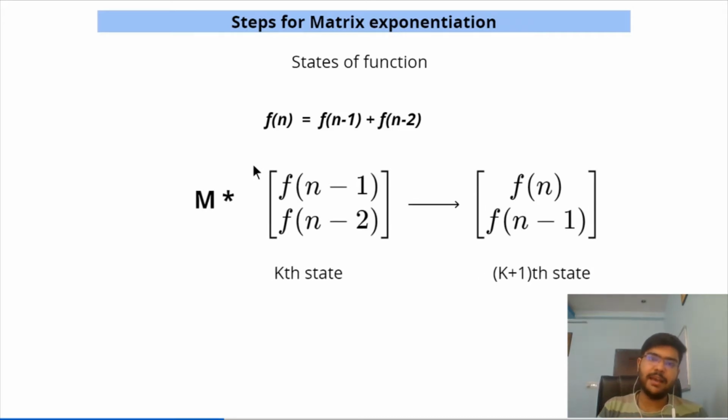So if we have a function like f(n) equals f(n minus 1) plus f(n minus 2), we want to go from the states on the RHS to the k plus 1th state. So we'll make a matrix of these vectors, f(n minus 1) and f(n minus 2), placed here, and we want to reach the k plus 1th state, which will be f(n) and f(n minus 1), as we discussed in the previous slide. So we want to reach from this state to this state.